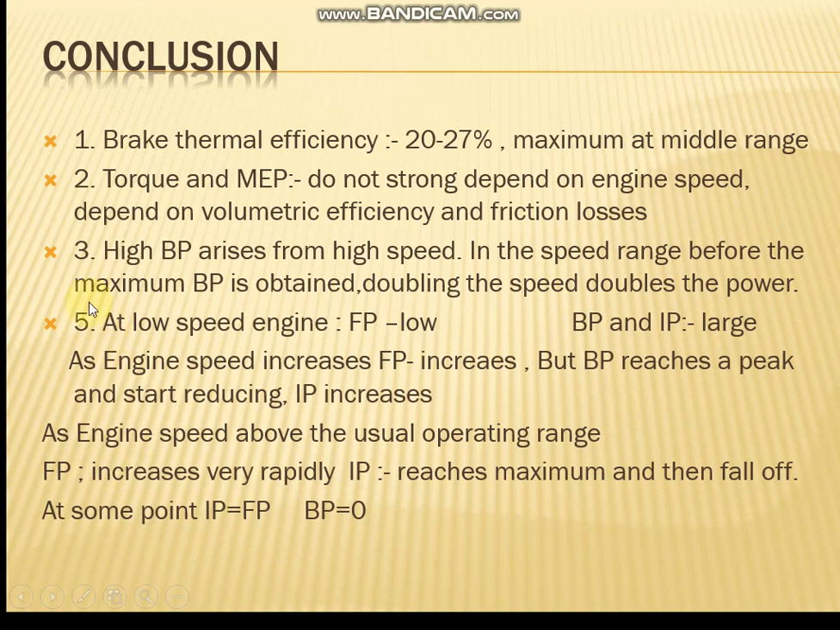Now see the fifth point. At low engine speed, friction power is very low, and BP and IP are very large. As engine speed increases, friction power also increases, but brake power reaches a peak and starts reducing. IP increases as the engine speed goes above the usual operating range, and then FP increases very rapidly. IP reaches the maximum and then falls off. At some point we get IP equal to FP and BP equal to 0.